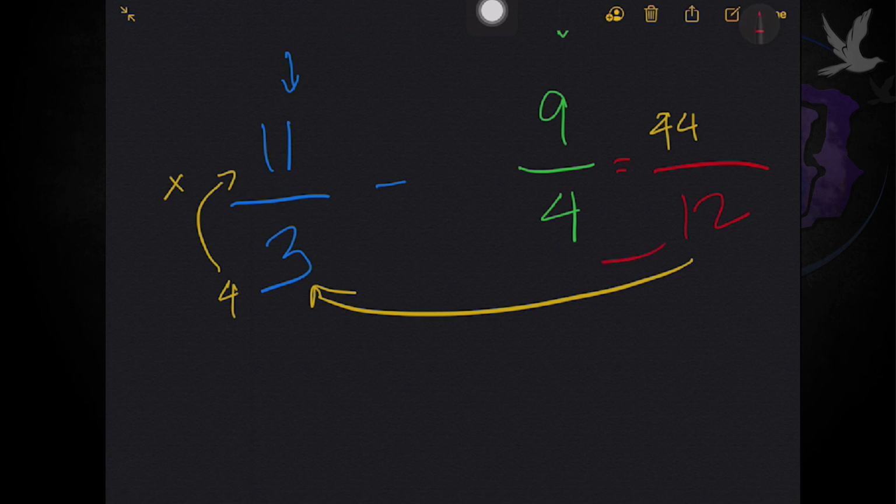Next is the 12. We divide it by 4, which will give you 3. Multiply to 9. That's 3, right? 3 multiplied to 9 will give you 27. Taking the sign, we have subtraction. So we will just minus them. It's that easy. 44 minus 27 only.